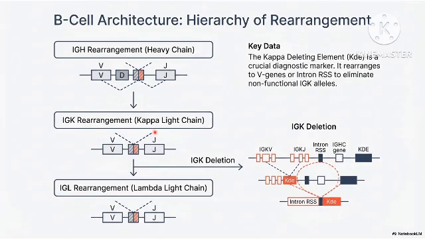Then the Ig kappa rearrangement should happen. If it is non-functional, then Ig kappa deletion happens with the help of KDE. It is leading to a gene rearrangement that can also be used as a diagnostic marker because it rearranges V genes to intron RSS to eliminate non-functional Ig kappa alleles. So finally you see lambda chain rearrangement.